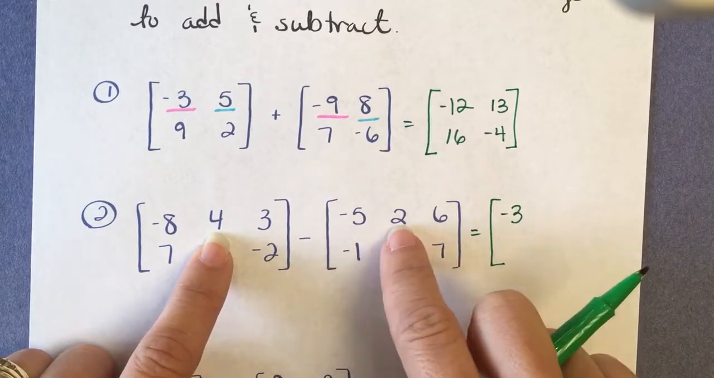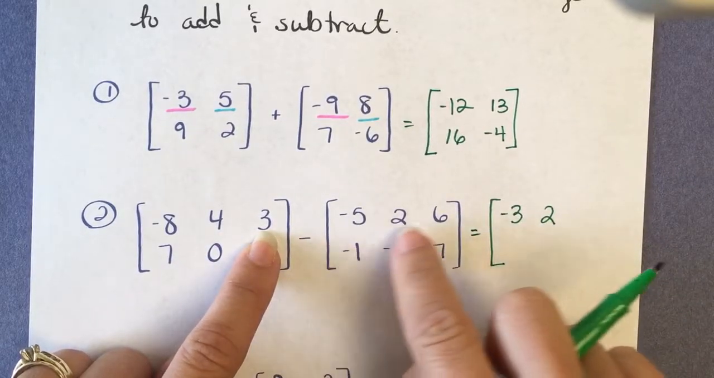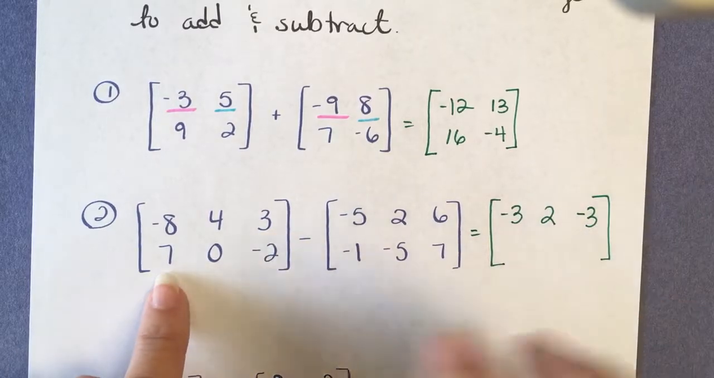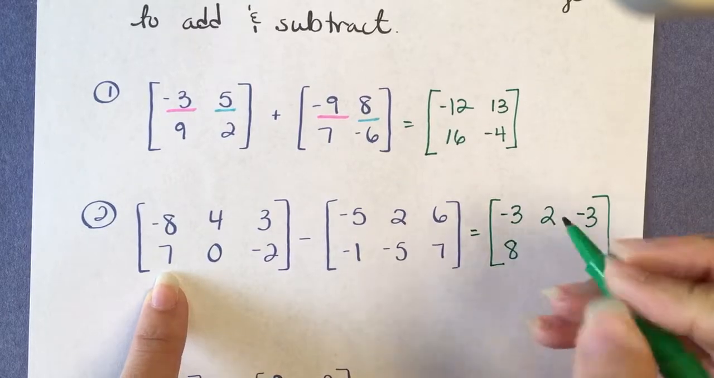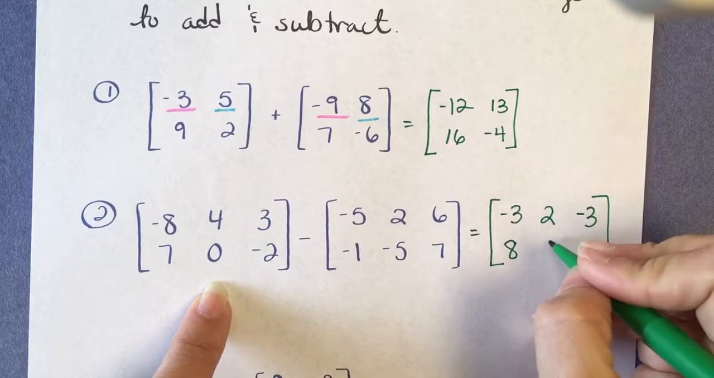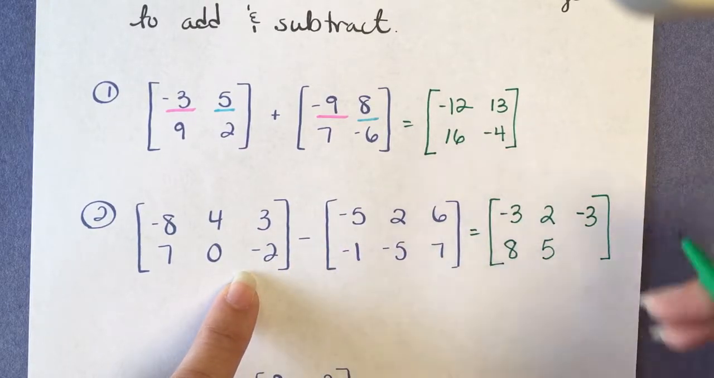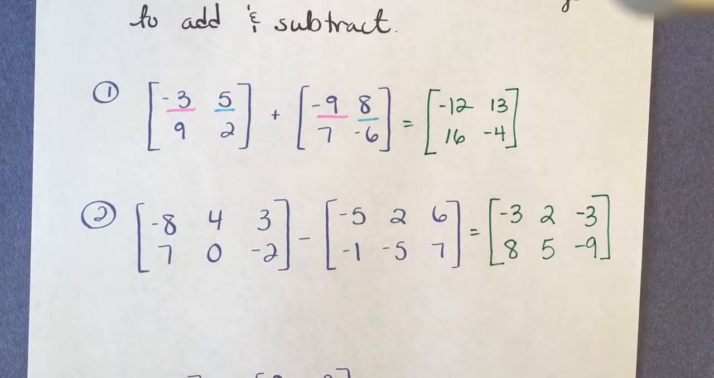So then you have 4 minus 2. And then 3 minus 6. 7 minus -1. 0 minus -5. And last, -2 minus 7 gives us -9. So you do your adding and your subtracting the same way. Again, they have to be the same size to be able to add and subtract.